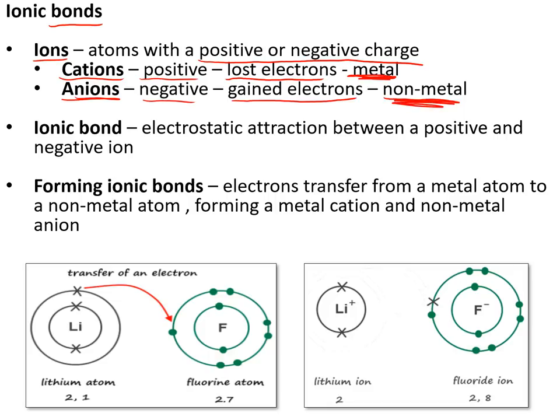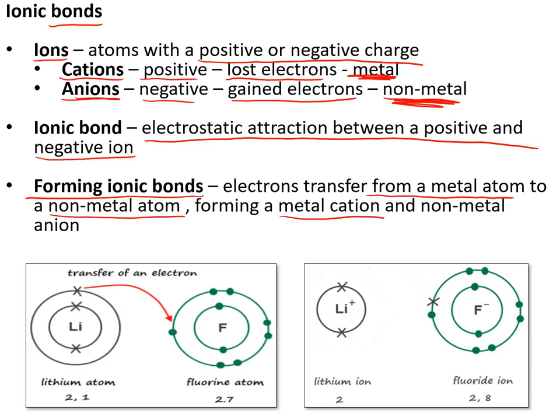To remember which way is which, just remember that cations are positive. Now, an ionic bond is the electrostatic attraction between a positive and a negative ion. So it's between a cation and an anion. And they form by electrons being transferred from a metal atom to a non-metal atom, leaving the metal as a cation and the non-metal as an anion. And we can see that happening in this example here.